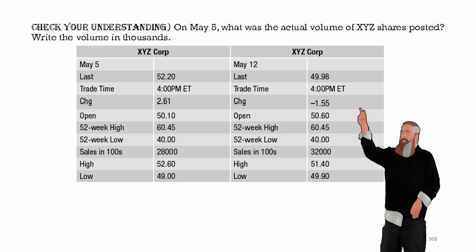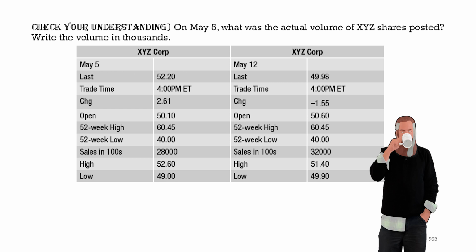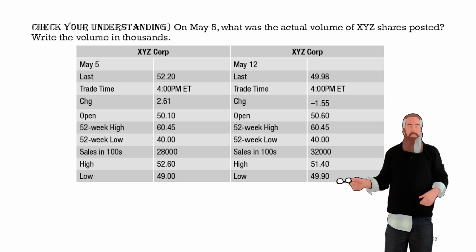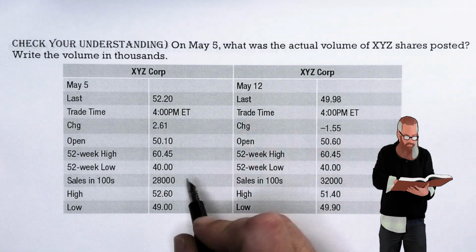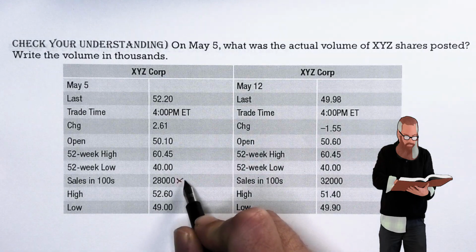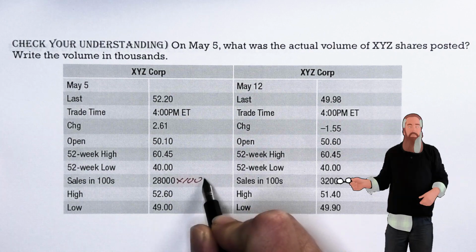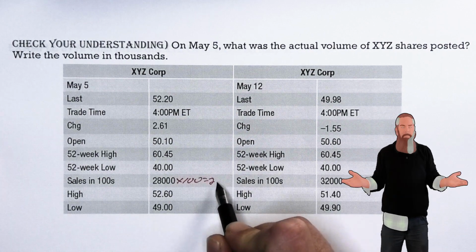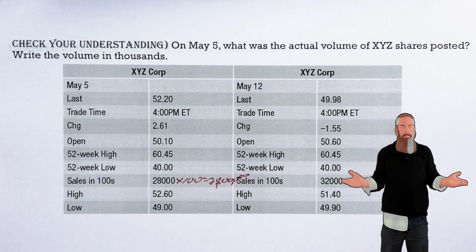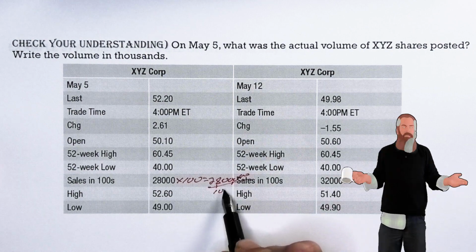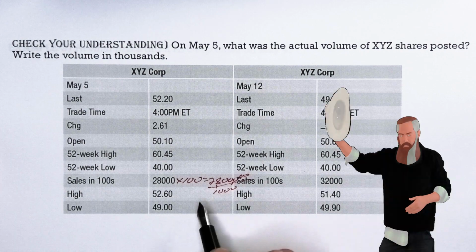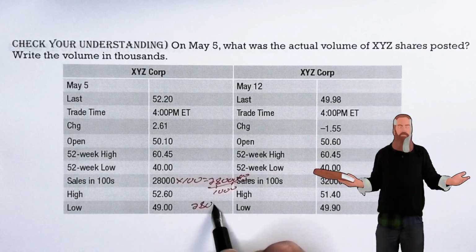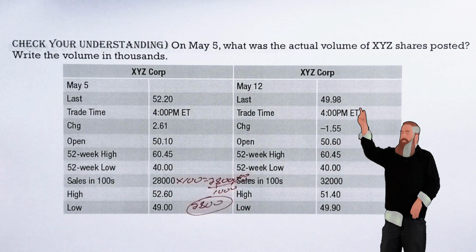Let's check that we understand this by looking at, on May 5th, what was the actual volume of XYZ shares posted, and to write this volume in thousands. Once again, this does mean that we're going to multiply that number by 100, which would give us 2,800,000. But if we divide that number by 1,000 so that we can give our answer in the thousands, we will wind up with 2,800 as the volume of sales.